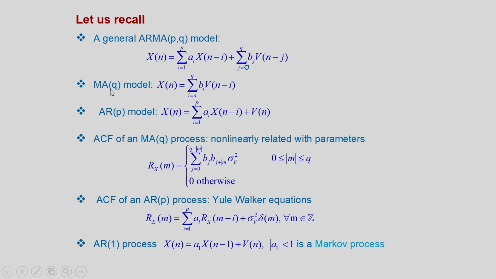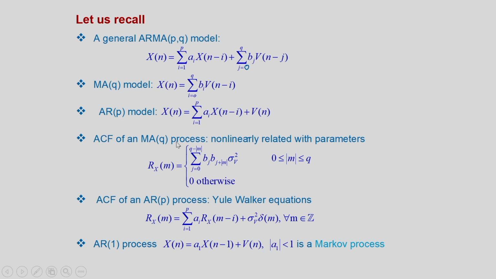And we also discussed the MA(q) model, that is x[n] is equal to summation b_i v[n minus i], i going from 0 to q. And the AR(p) model, autoregressive of order p, that is x[n] is equal to summation a_i x[n minus i], i going from 1 to p, plus v[n].